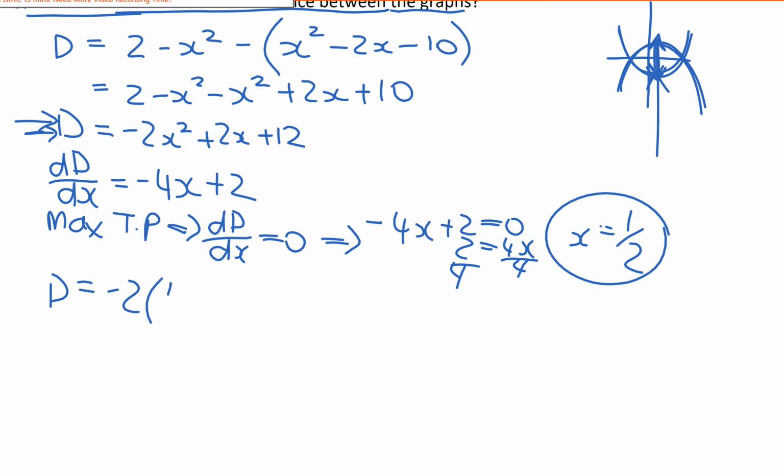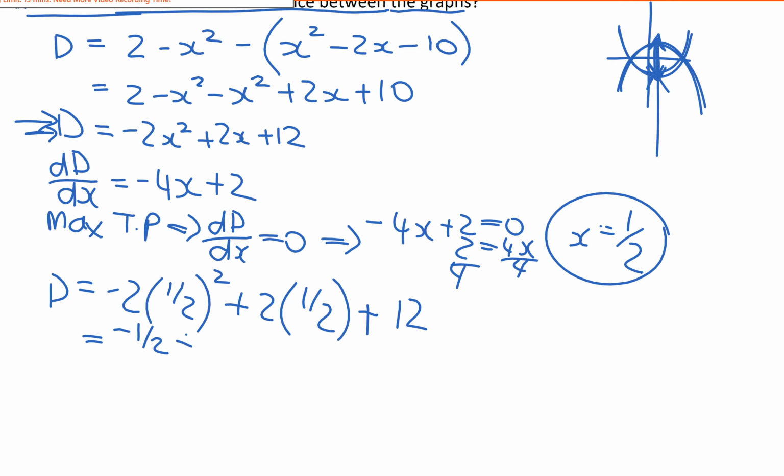Negative 2 lots of 1/2 squared plus 2 lots of 1/2 plus 12. 1/2 squared is 1/4 times negative 2, that's negative 1/2. Plus 1, plus 12 gives me an answer of 12 and a half. So what is the maximum distance between these two graphs? 12 and a half.